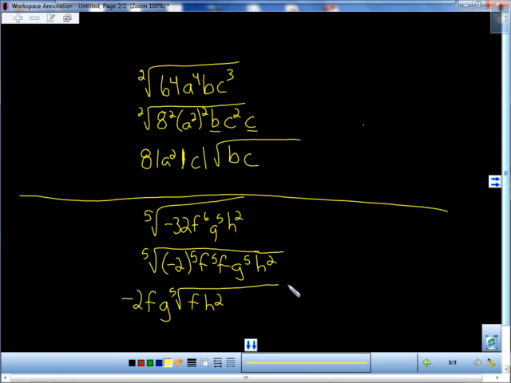So this would be my answer. So if we start out with an even root, we have absolute values. If we start out with an odd root, no absolute values.